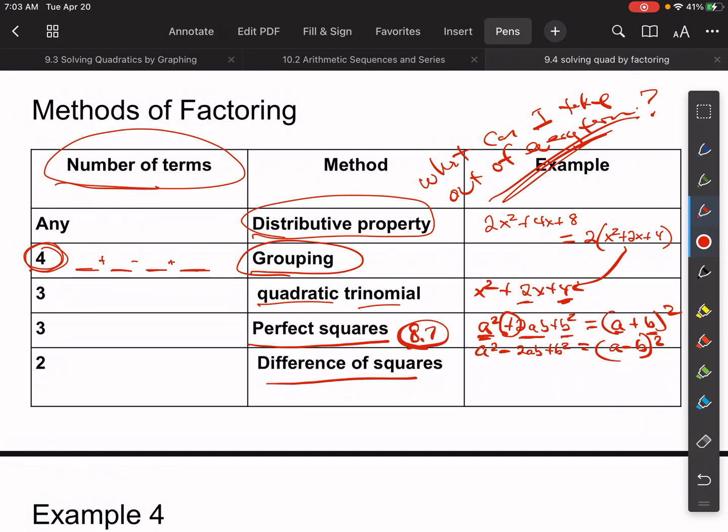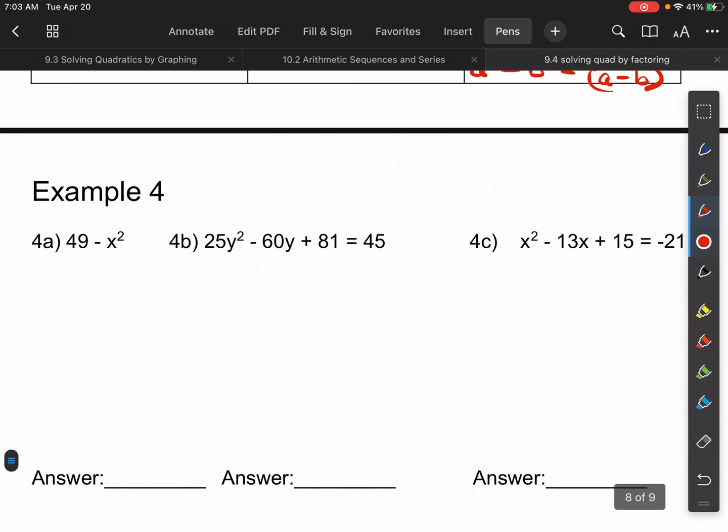And then the difference of squares. For the difference of squares, remember, it's something squared minus something squared. When that happens, it'll always factor to the first something plus the last something, and then the first something minus the last something. That's what it'll always factor to. Okay, so we'll go through some of those if we need them here on example 4.